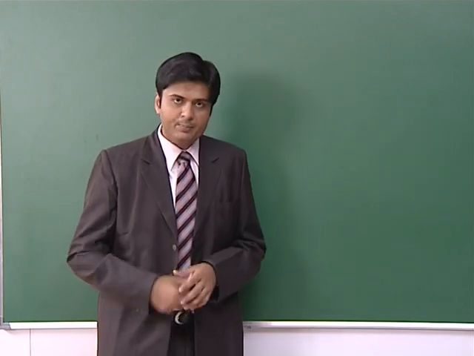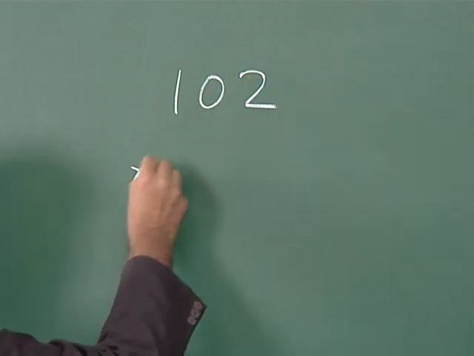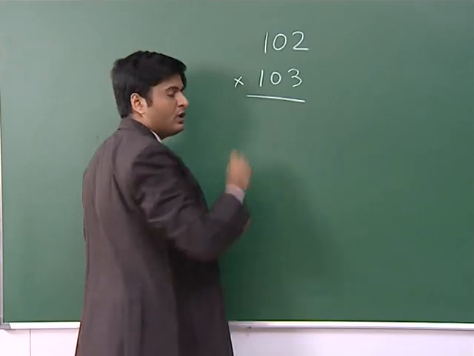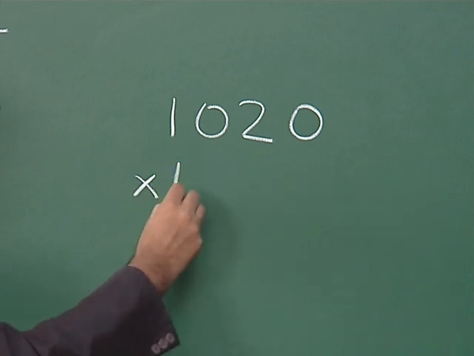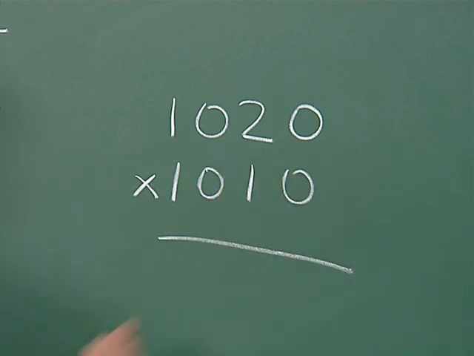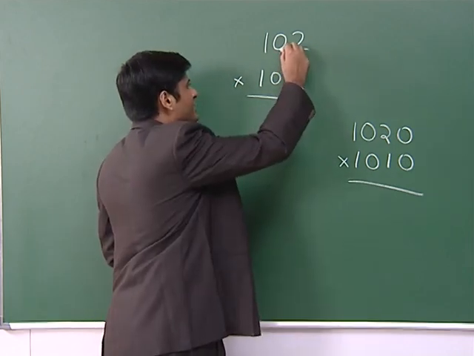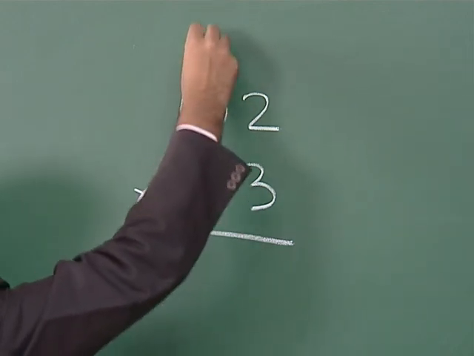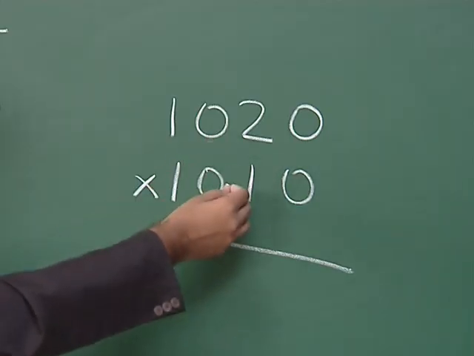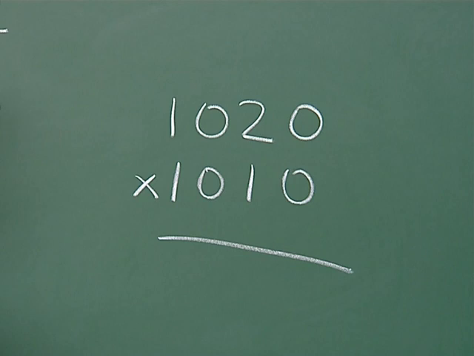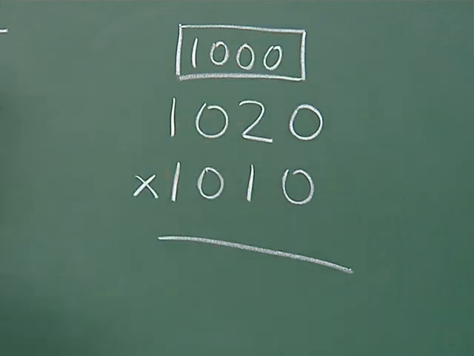We will take two different examples. Suppose I have to multiply, say, 102 with 103, or I have to multiply 1020 with 1010. Let us see how we can get the answer. Now, both these numbers are closer to 100. So our base in this case will become 100. Here we see both the numbers are closer to 1000. So our base in this case is 1000.